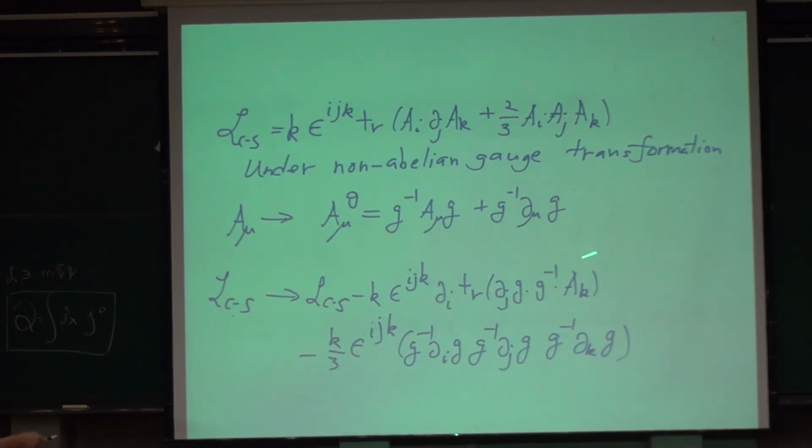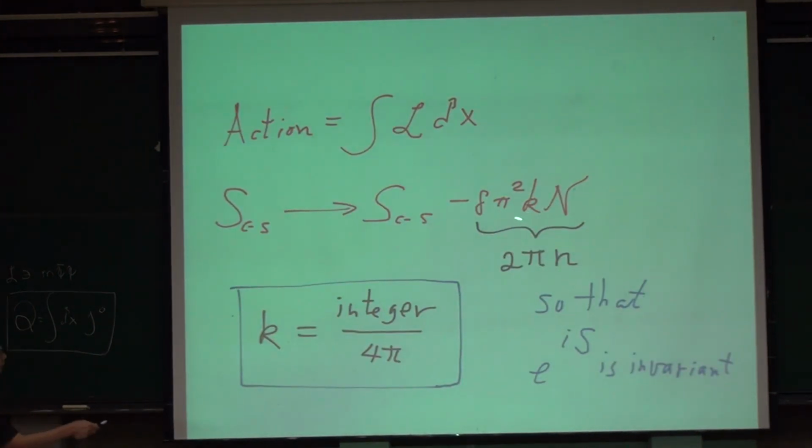As I said, because this is a total derivative, we don't worry about it after integration over 3-space. And if you integrate over d cube x, this will not vanish. It will give you an integer, proportional to k, a pi squared times some integer n. N refers to the so-called winding number of G. G is an element in the group. So the Chern-Simons action will change by a factor of 2 pi squared times k times n.